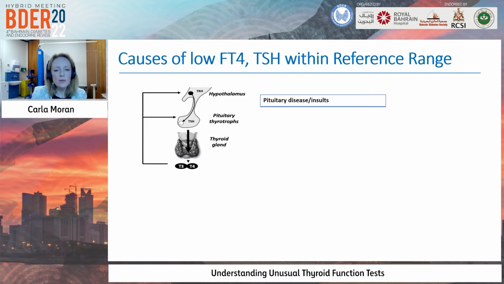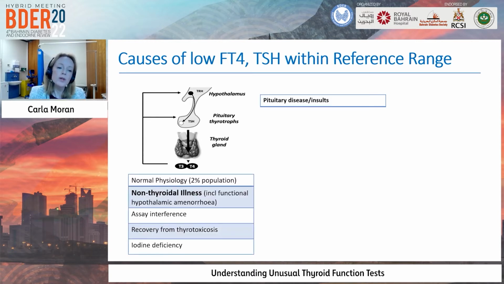So what are the potential explanations in this situation? Yes, the patient could have pituitary disease, either due to tumors or other insults such as vascular insults or previous radiotherapy. It's important to remember that 2% of the population will have a T4 that's below the lower end of the reference range, and that simply reflects the way that we derive reference ranges. So this patient could have a completely normal HPT axis and have no thyroid disease.